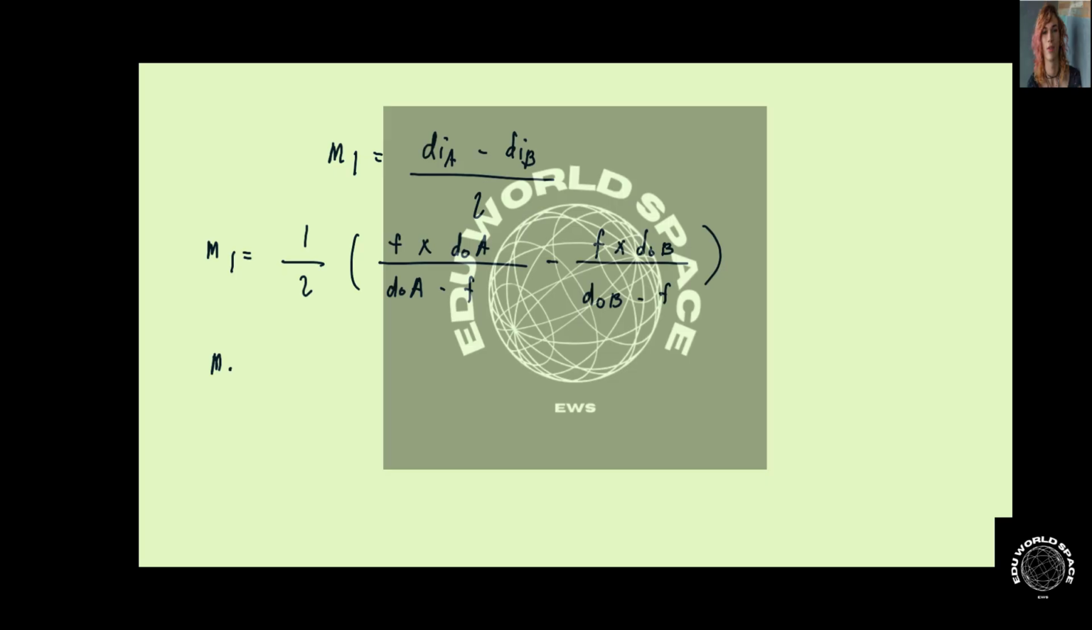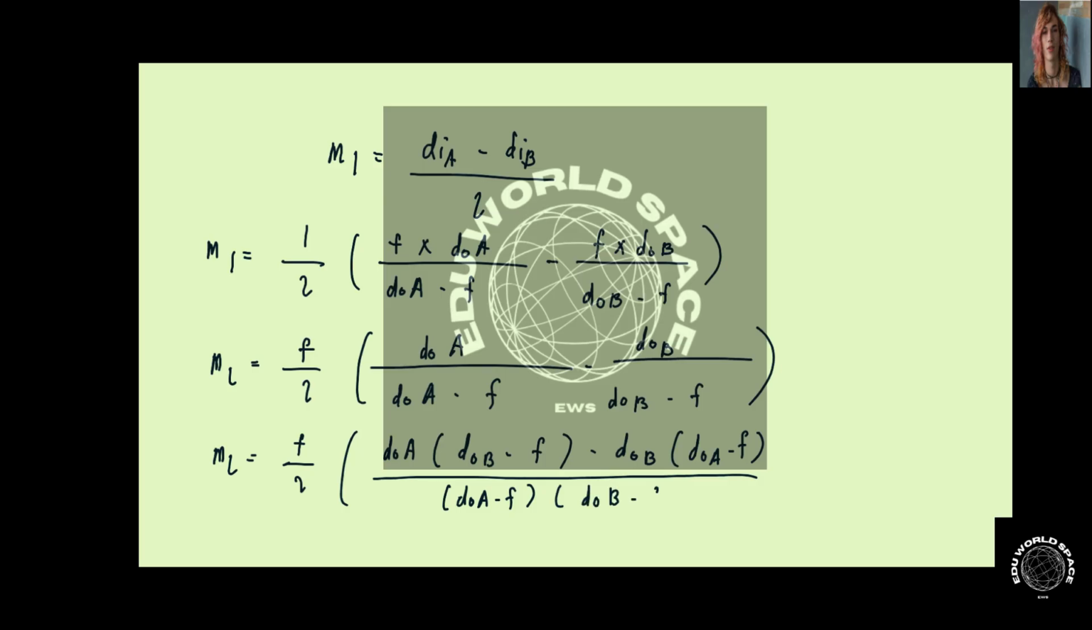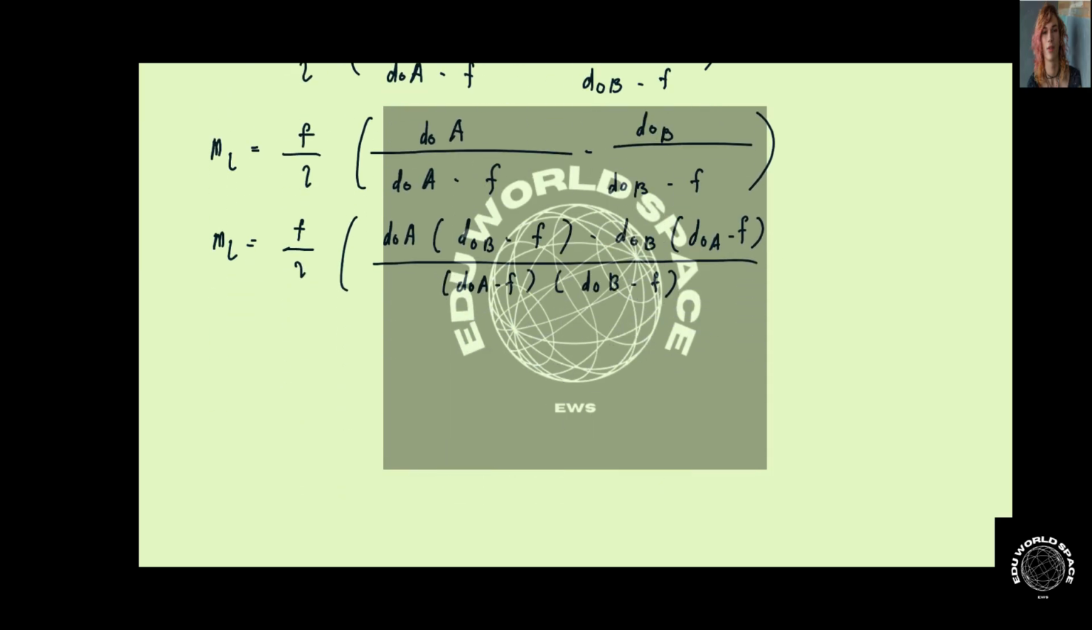So we have ML, which is equal to F divided by L. So we have DOA divided by DOA minus F, minus DOB over DOB minus F. ML is equal to F divided by L. So we have DOA times DOB minus F, minus DOB times DOA minus F, over DOA minus F times DOB minus F. So we have ML, which is equal to F divided by L.